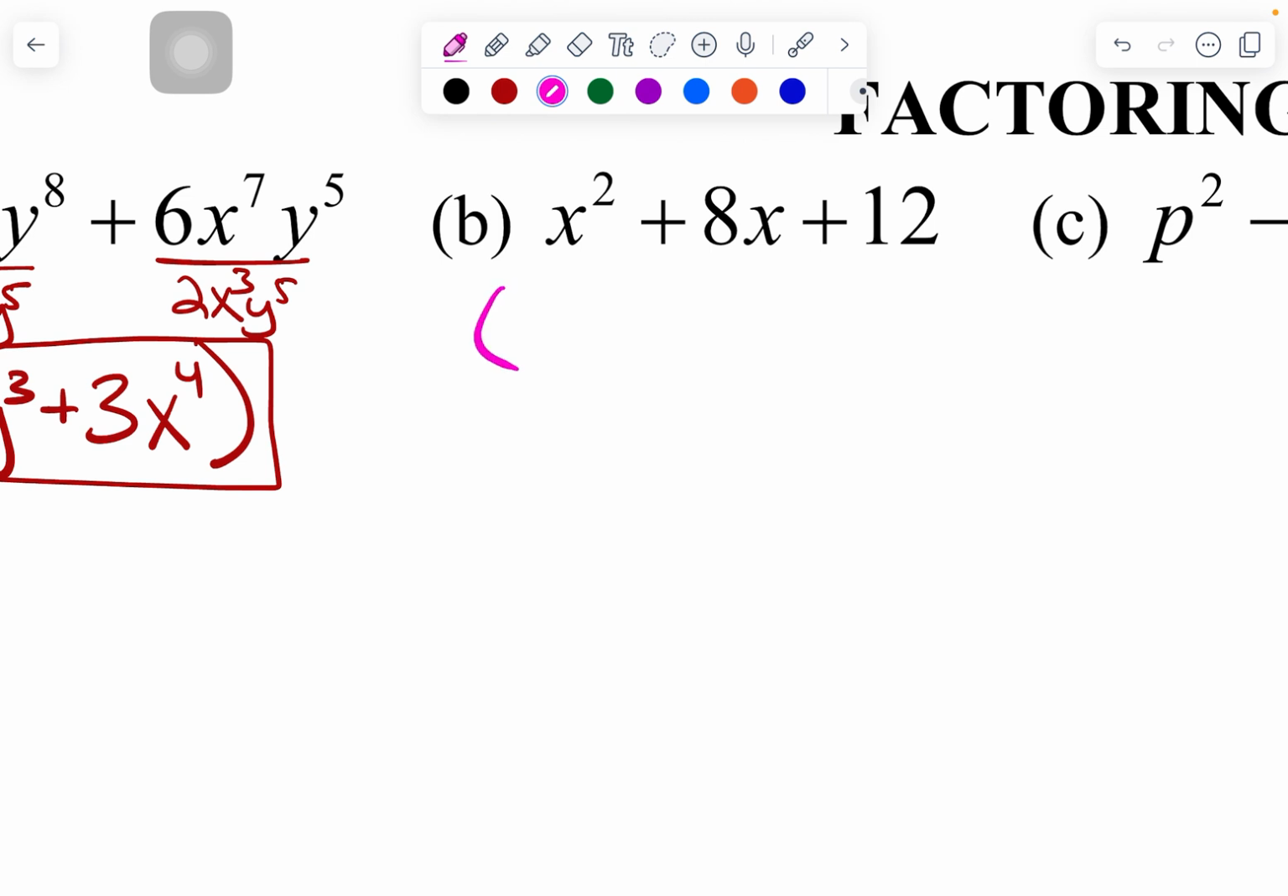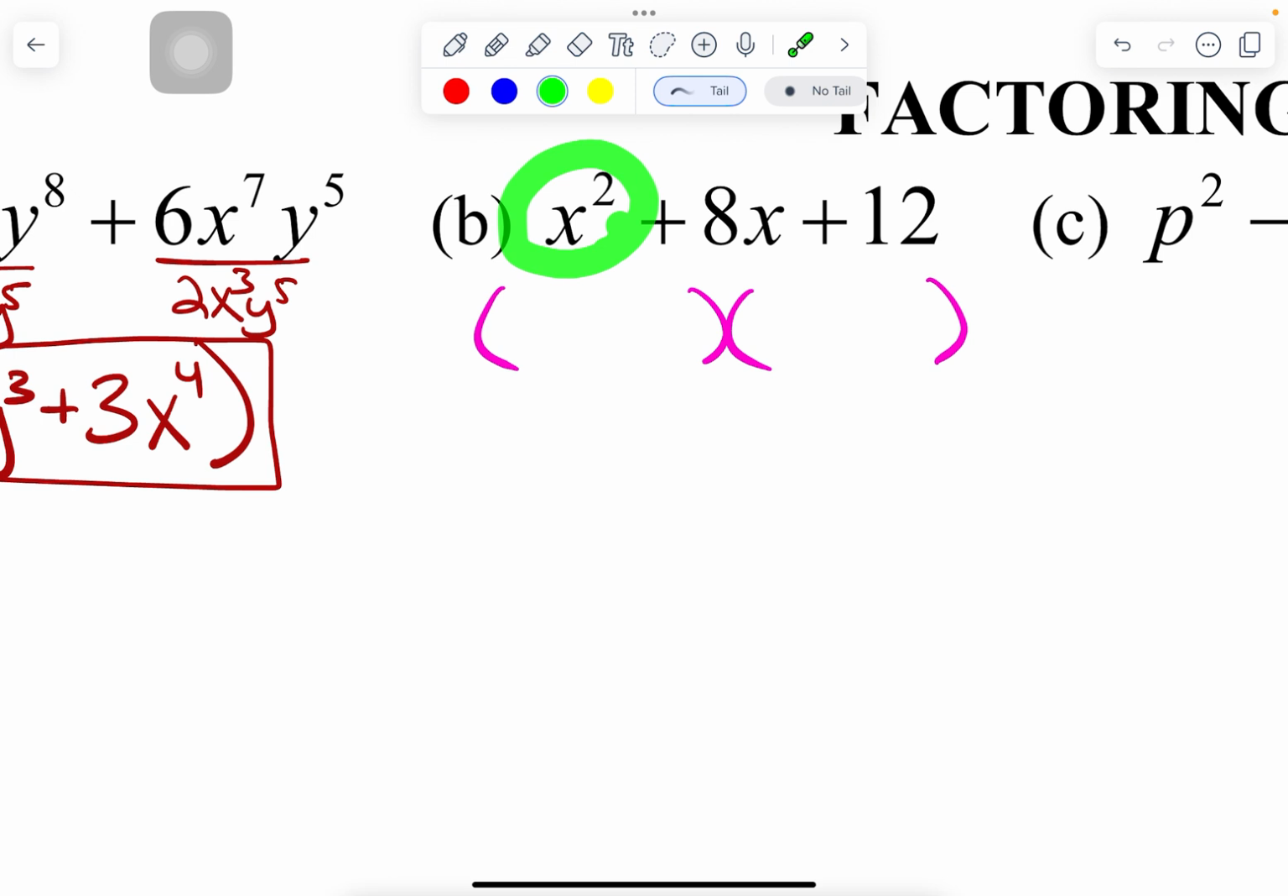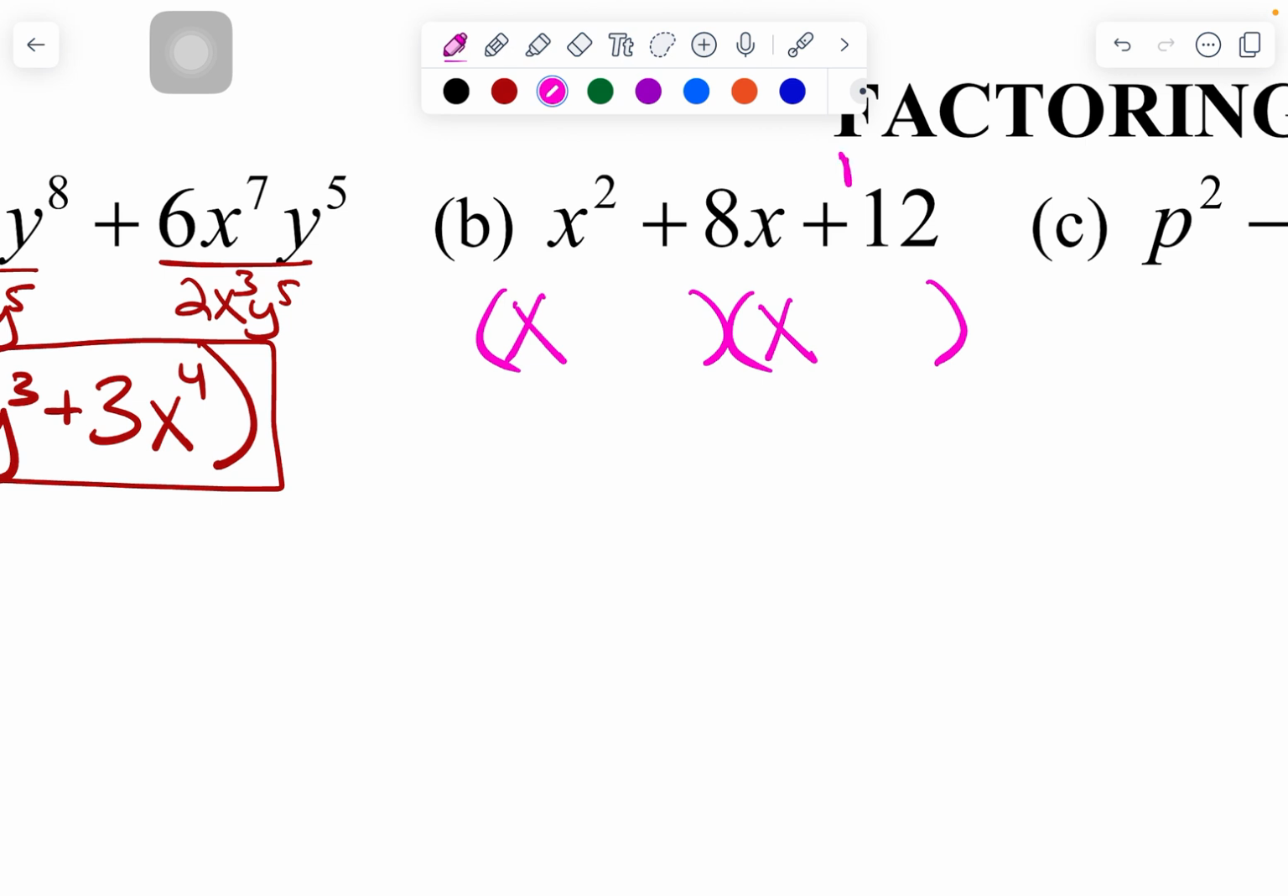So this is a trinomial, and the way that I know to factor a trinomial is guess and check. But basically what it comes down to is we're going to split the x squared, and then I'm going to look for numbers that multiply to 12, and I want those same two numbers to add up to 8. If you know it off the top of your head, awesome. If you need a reminder of things that multiply to 12, you can just start listing out your factors.